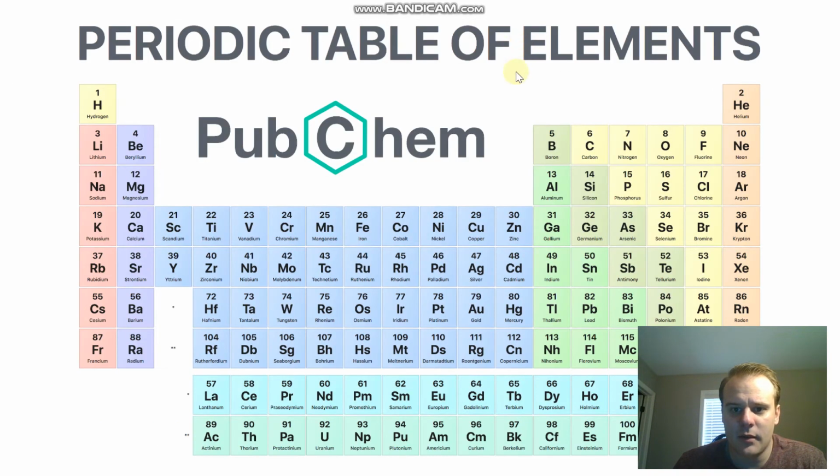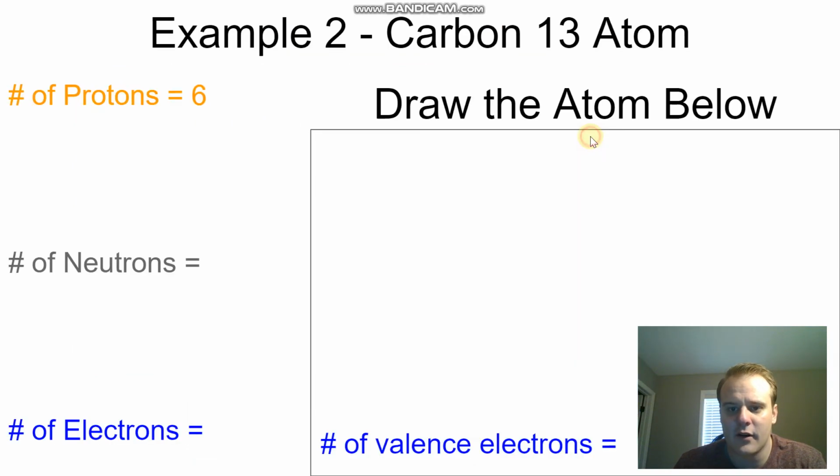So let's take a look at our periodic table. Here's carbon right here. It is number 6. So that lets us know that it is atomic number 6, and therefore it has 6 protons. Next we're going to solve for the number of neutrons. So again, we need to use the mass being 13 and the number of protons being 6.